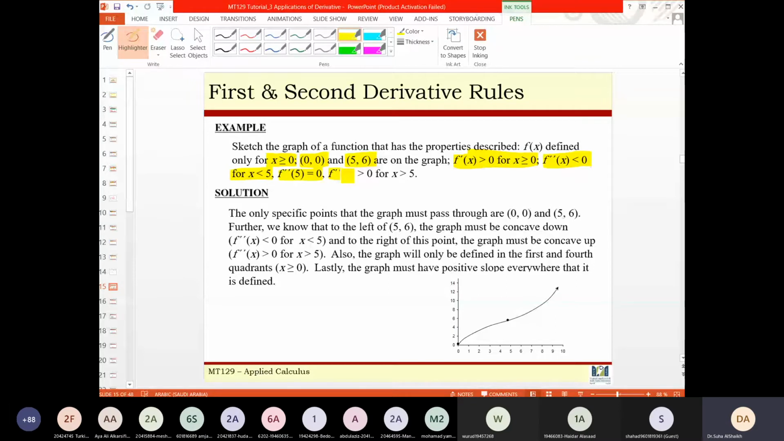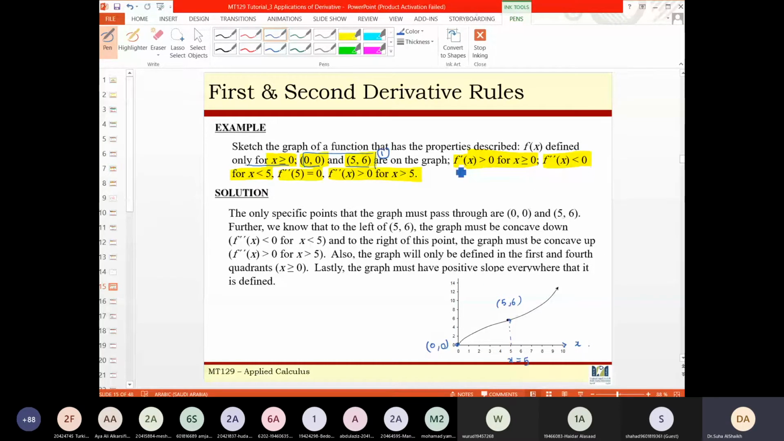So we start with the information one by one. First, the function is defined for x greater than or equal to 0, so I'm talking about the positive part of x only. The points (0, 0) and (5, 6) are there. This is my information number 1. I have the point (0, 0) and the point (5, 6). We sketch the 2 points that we have. This is the point (5, 6), and this is the point (0, 0). This is (5, 6), and this is x equal to 5.